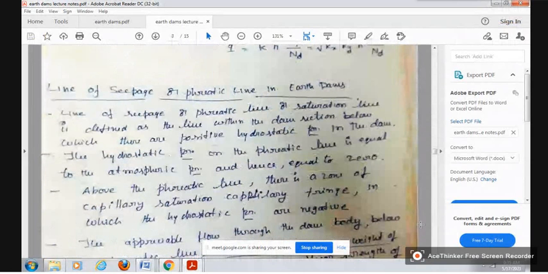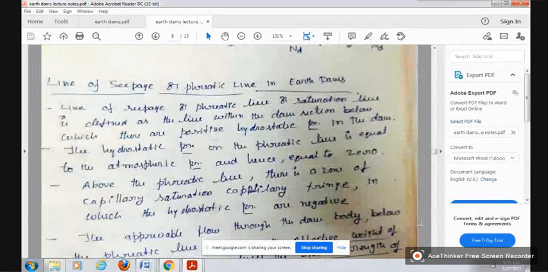This is called the line of seepage or phreatic line. The top flow line is called the line of seepage or a phreatic line, or you can say saturation line also. It is defined as the line within the dam section below which there is positive hydrostatic pressure in the dam. The hydrostatic pressure on the phreatic line is equal to the atmospheric pressure, and therefore it is equal to 0. Above the phreatic line, there is a zone of capillary saturation or capillary fringe in which the hydrostatic pressures are negative.